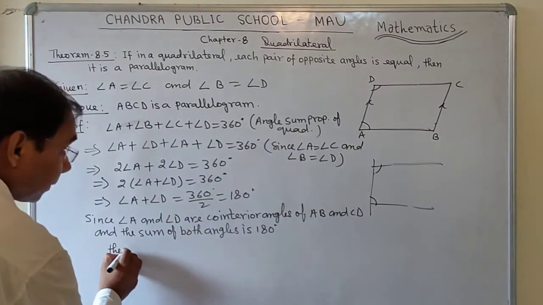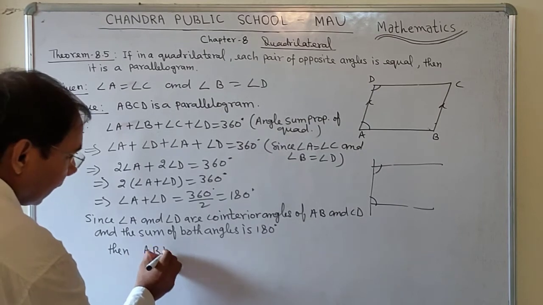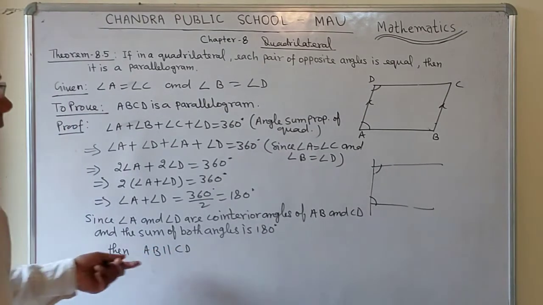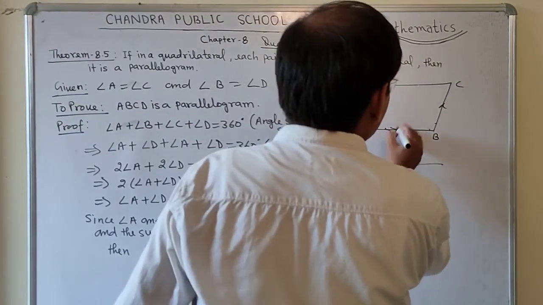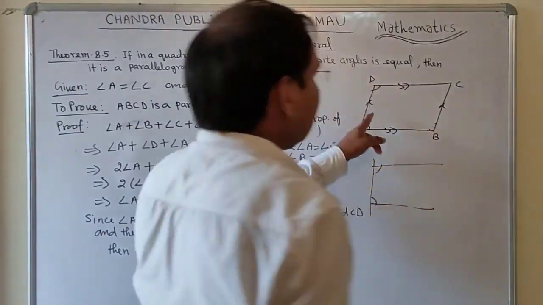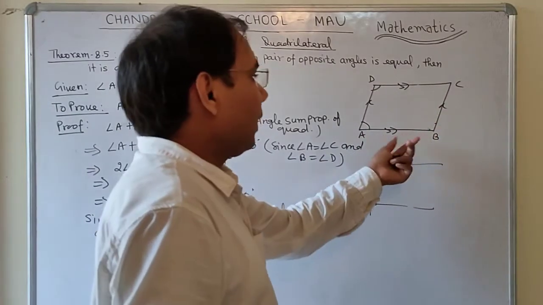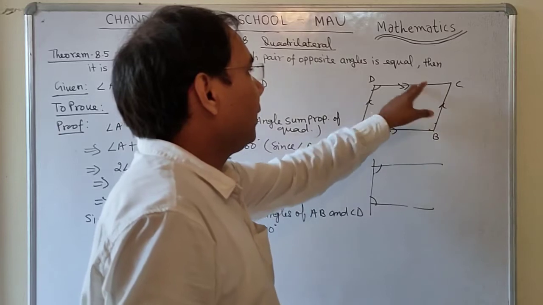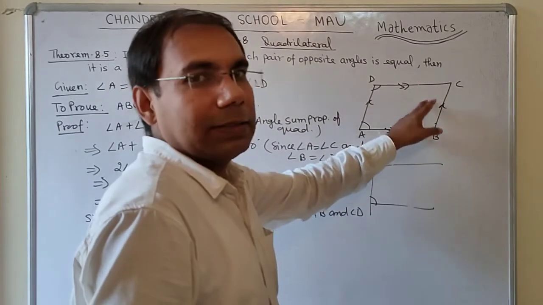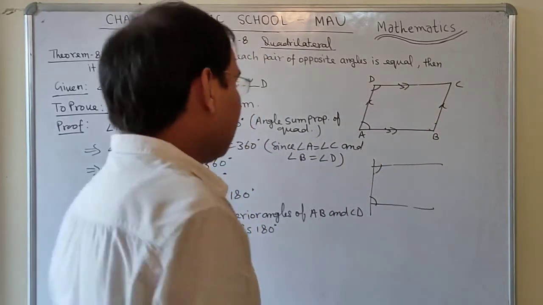Then AB is parallel to CD. So here you are going to prove AB parallel to CD. So just before that I had proved that AD and BC are parallel, and here you are going to prove AB and CD are parallel. So in the quadrilateral ABCD, both pairs of opposite sides are parallel, it means it is a parallelogram.